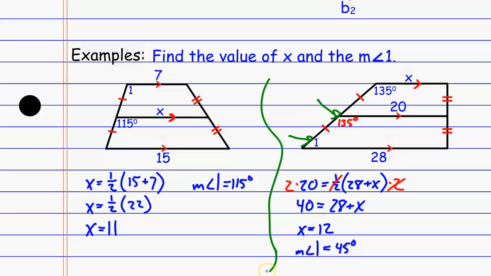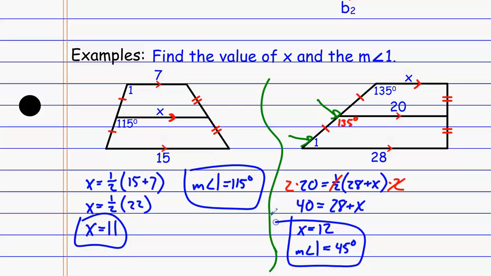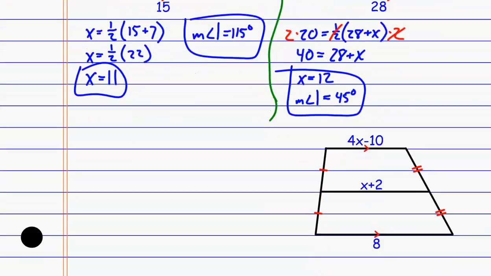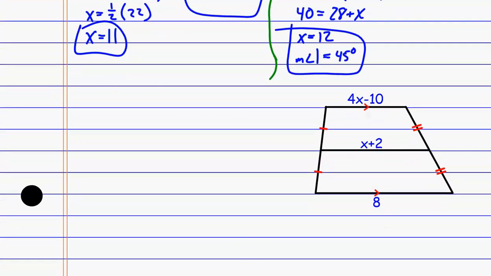Okay. Circle some of my answers, or put a box around some of my answers here. There we go. And then looking at something like this guy, same kind of thing. I want to find the value of x. This time I didn't ask about any angles. We're just finding the value of x. But we set it up the same way.